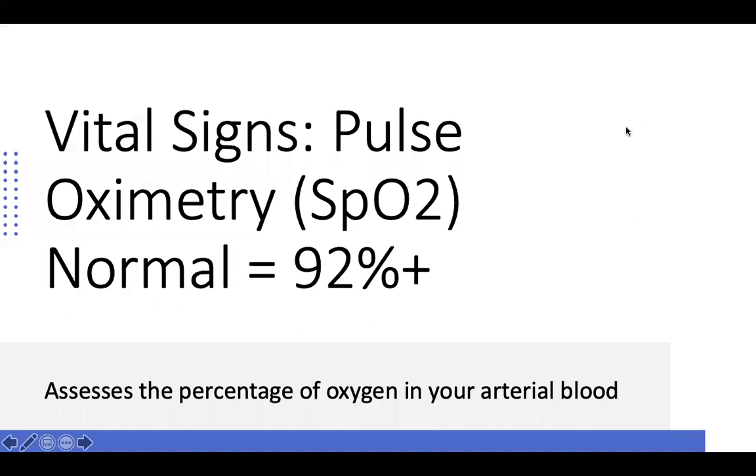Next one is pulse ox. I like to include this. I don't think your book covers it a lot, but pulse ox is a little probe, typically goes on the finger, and it detects the percentage of oxygen in your arterial blood. Below 92%, we typically apply oxygen. You're going to see higher, maybe 95 to 97%. We can look in lab at each other's pulse oxes, but it's typically a little bit higher. This assesses that percentage of oxygen in your arterial blood.